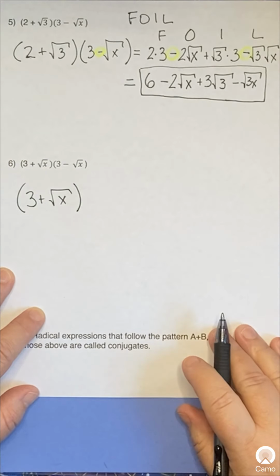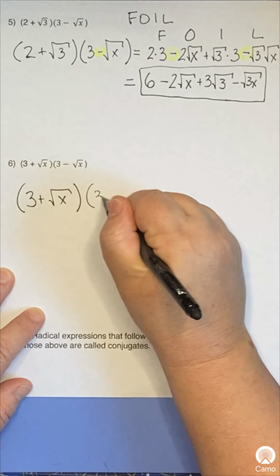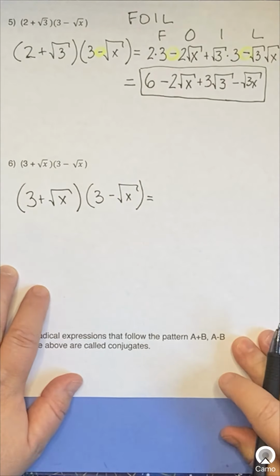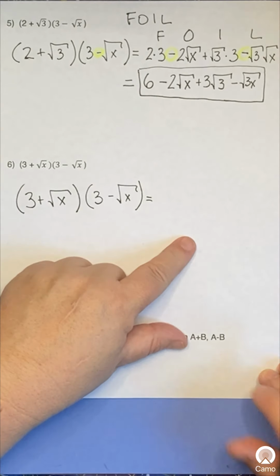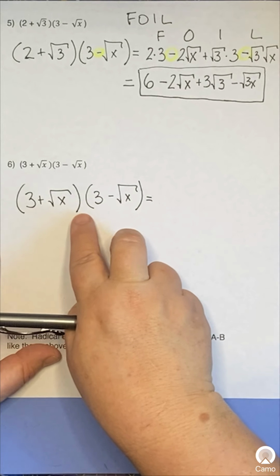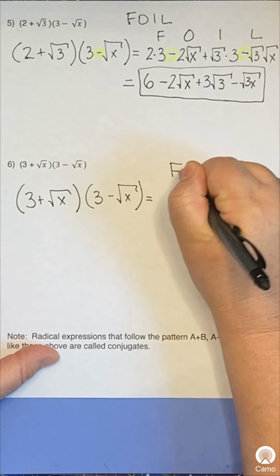So I've got 3 plus radical x times 3 minus radical x. Okay, already, a bit of a nightmare, right? Radicals, all sorts of things running around. Again, 2 terms multiplied together. This is FOIL.